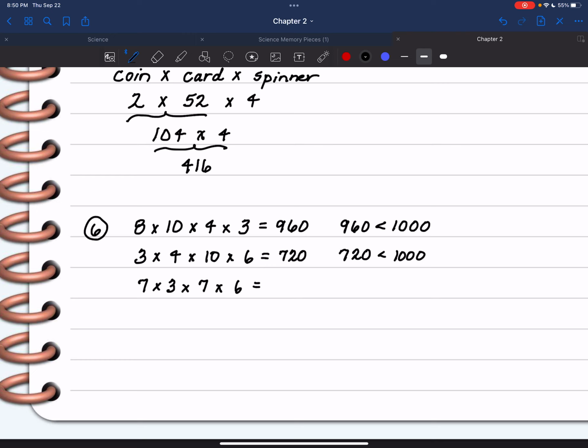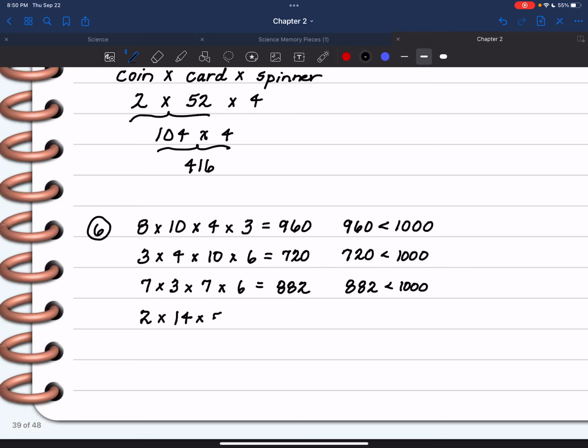So 7 times 3 times 7 times 6 is 882. Still falls short of the 1,000. Remember, this is an exercise book. They're wanting us to build our math muscles. This one looks pretty good to me because that 14 is a big old number. But the 2 is a very small number. So let's see what we get.